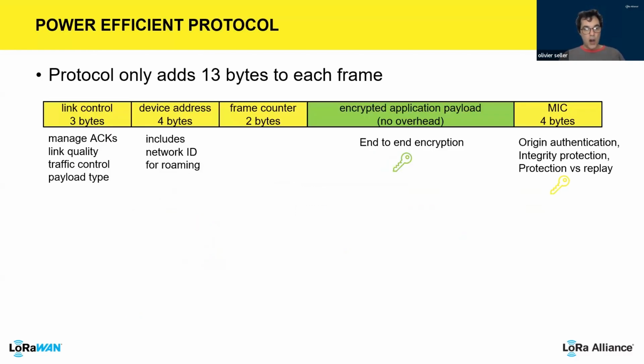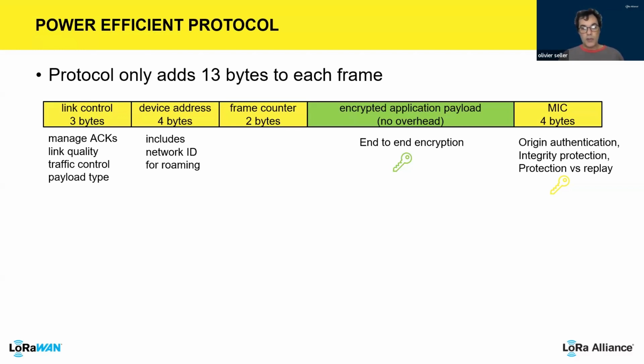How is this working at the frame-by-frame level? In yellow is the protocol overhead that is added to each frame, and in green is the payload. The applicative payload is always encrypted using this application session key. So that part is encrypted using the green key. The message integrity check, or MIC, which is at the end of every LoRaWAN frame, is computed with the network session key. So it can be computed by the network server and verified by the end device, or computed by the end device and verified by the network server.